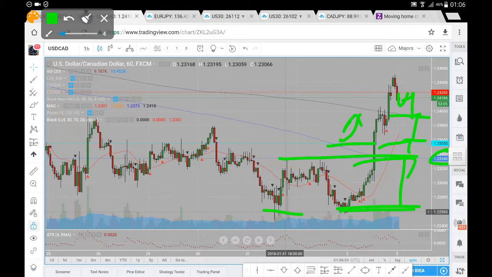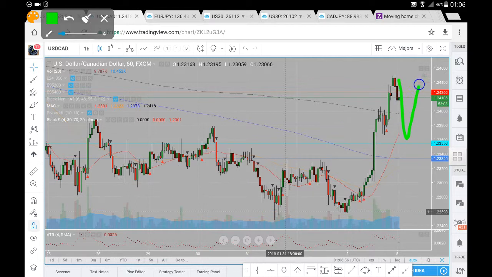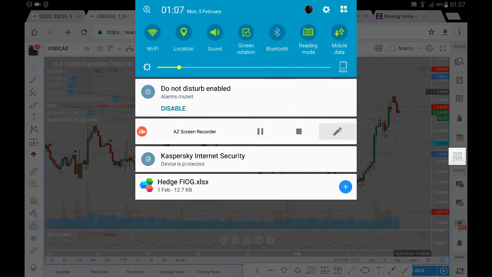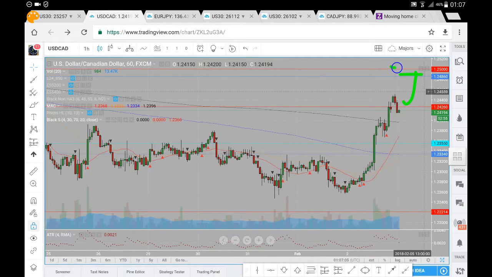Now, if we do see a pullback and then upside continuation, we would be expecting prices to head towards 24.86. Beyond 24.86, we're looking to see prices react around the psychological level of 125. In around this zone, we might see some sell side momentum, around 24.86 and the 125.